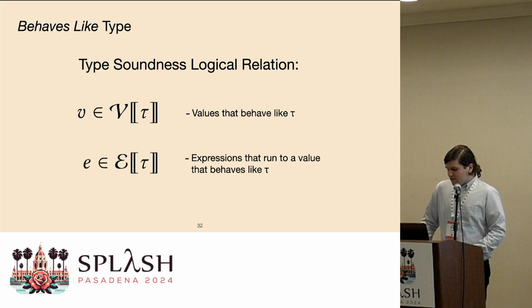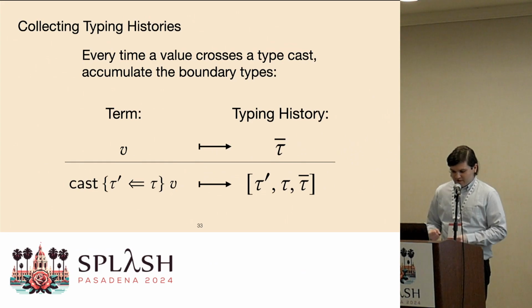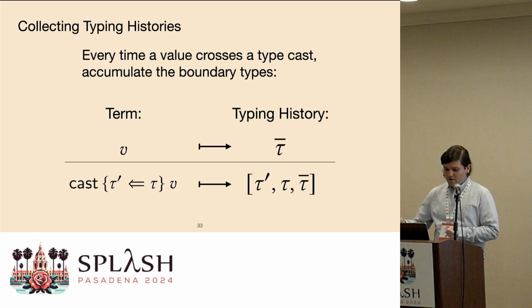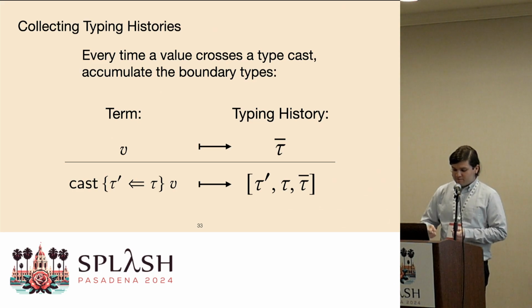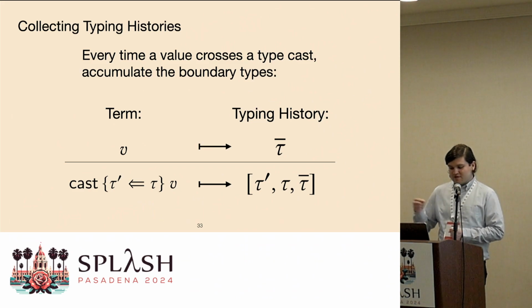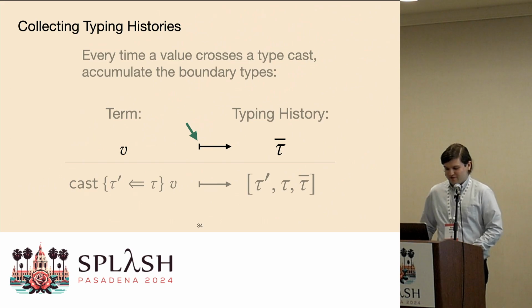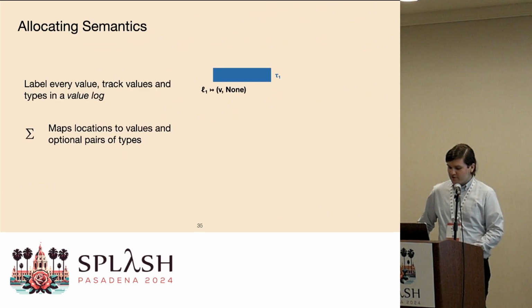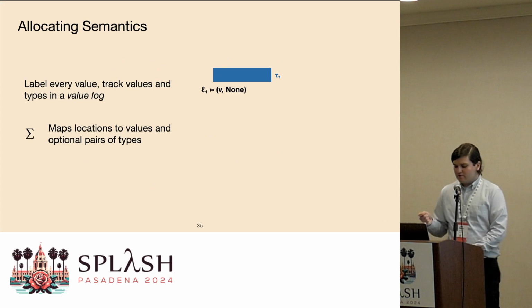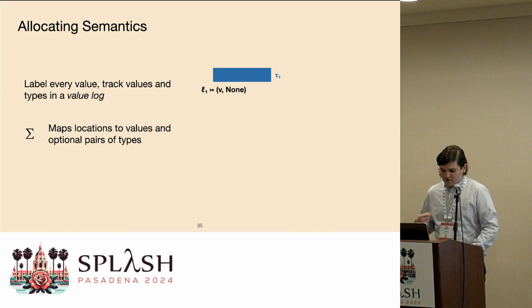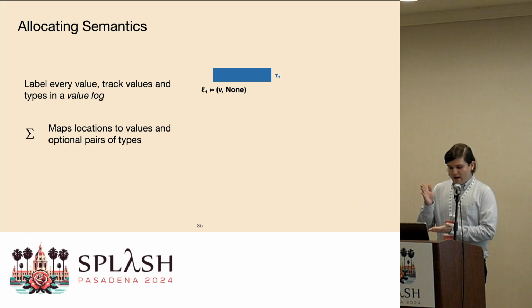OK. Now from here, to actually collect up those typing histories, every time a value crosses a cast, we're going to accumulate the boundary types on those casts. So if we know that V has a typing history tau bar, and we see that we cast it to tau prime from tau, we're going to add those two types, tau prime and tau, into that typing history. But how exactly do we have that association in the first place? Well, we're going to instrument our operational semantics to label every value and track values and types in what we call a value log. So we're going to use sigma for that value log, and the type is going to be mapping locations to values and optionally pairs of types.